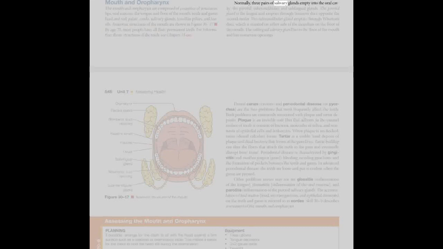Normally, 3 pairs of salivary glands empty into the oral cavity: the parotid, submandibular, and sublingual glands. The parotid gland is the largest and empties through Stenson's duct opposite the second molar. The submandibular gland empties through Wharton's duct, which is situated on either side of the frenulum on the floor of the mouth. The sublingual salivary gland lies in the floor of the mouth, and has numerous openings.